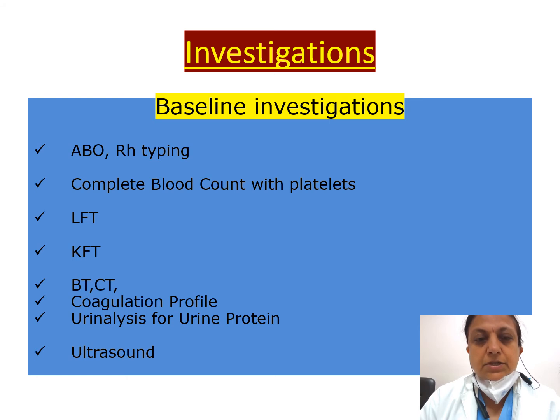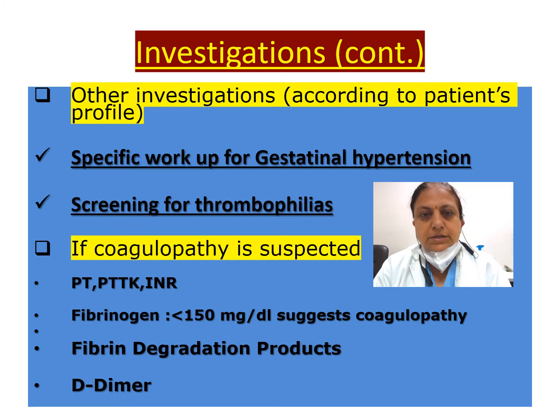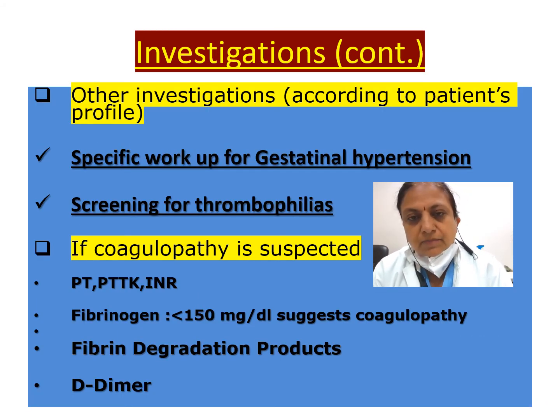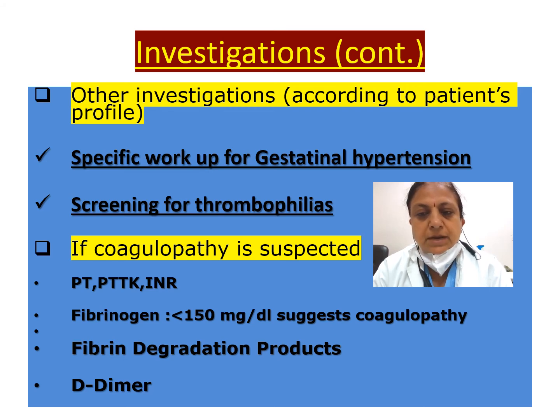Baseline investigations are required, like blood group and Rh typing, complete blood counts with platelets, liver function test, kidney function test, bleeding time, clotting time, and urine analysis for urine protein, and ultrasonography. Other investigations are a specific workup for gestational hypertension. If the patient is hypertensive, then look for HELLP syndrome: hemolysis, platelets, liver function tests, fundus, then screen for thrombophilias. If coagulopathy is suspected, get the PT, PTT and INR.